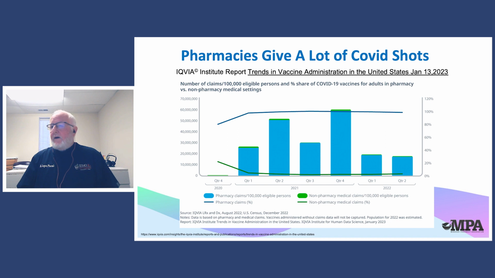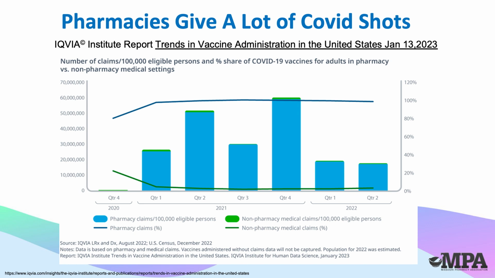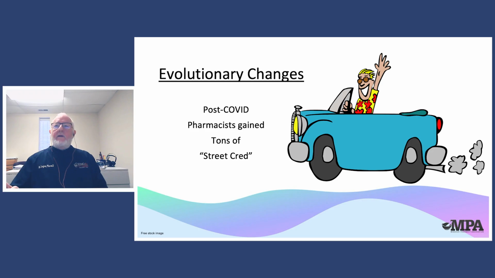Folks, we knocked this one out of the park. During COVID, we were Babe Ruth pointing to left field and then stepping up to the plate and hitting the ball out of left field. We told people we could do it, and we did it. As a result, we developed a lot of street cred. This was an evolutionary change, or maybe a revolutionary change in the public perception of vaccinations.